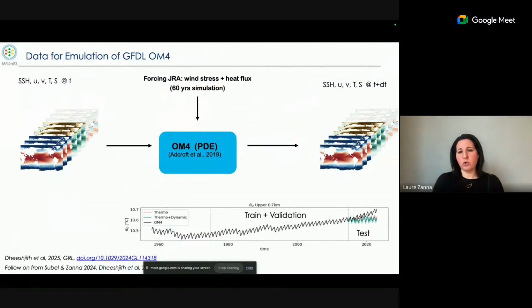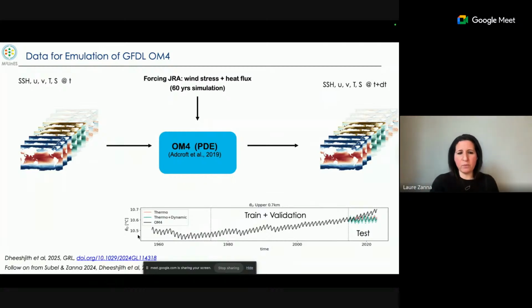We're going to start with an ocean-only model, the same one that we've been using for the hybrid simulations. We're going to use the data that comes directly from that simulation, which for the ocean solves partial differential equations for sea surface height, U and V, the horizontal velocity components of the ocean at every single depth in the model, and temperature and salinity, also at every depth at a given time. As mentioned, we have some forcing at the surface that drives the ocean. The simulation is 60 years, and the prediction is the state variables at the next time step.